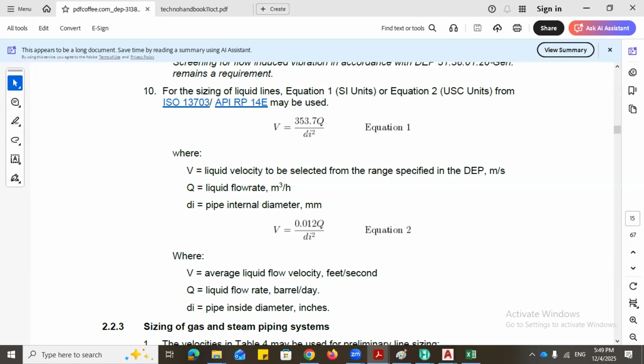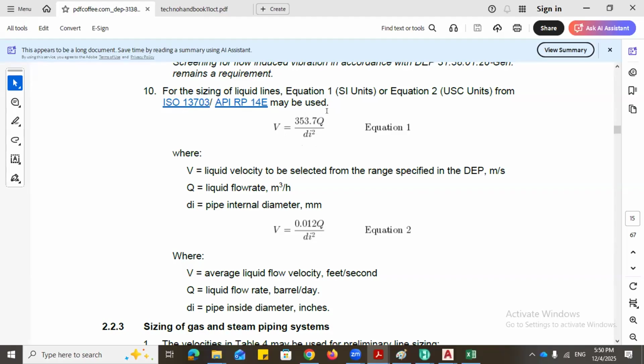353.7Q divided by the diameter squared. This one is for API: 0.012Q. So if your company is using the metric standard, it is ISO, while the imperial standard is API. Depending on what you are using. Now, what you are looking for is the diameter, right? We need to calculate the velocity at different ranges of diameter. Any diameter whose velocity falls within the velocity criterion is the diameter we are going to select for that line.